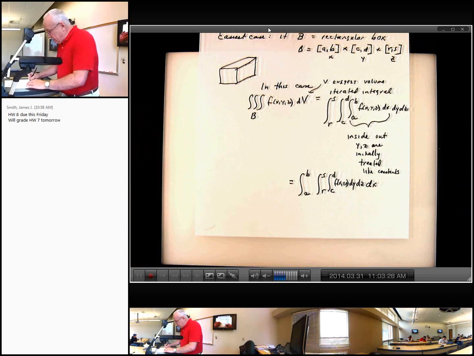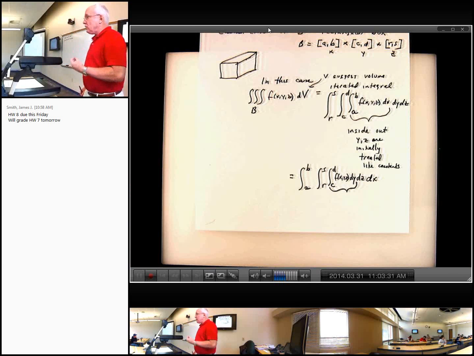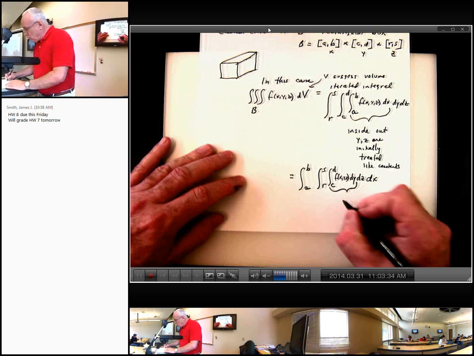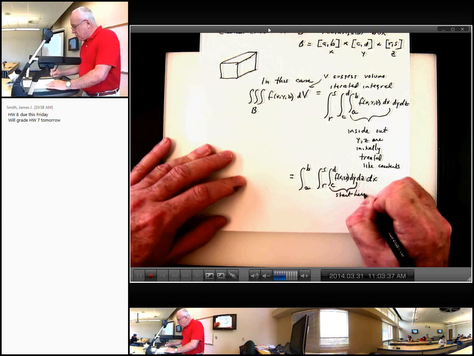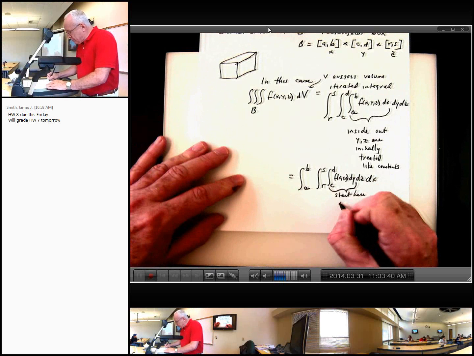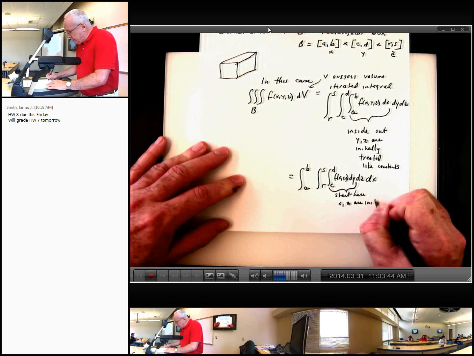In this case, our inside integral, we're integrating with respect to y. Of course, we start here. And so in this case, x and z are initially treated like constants.